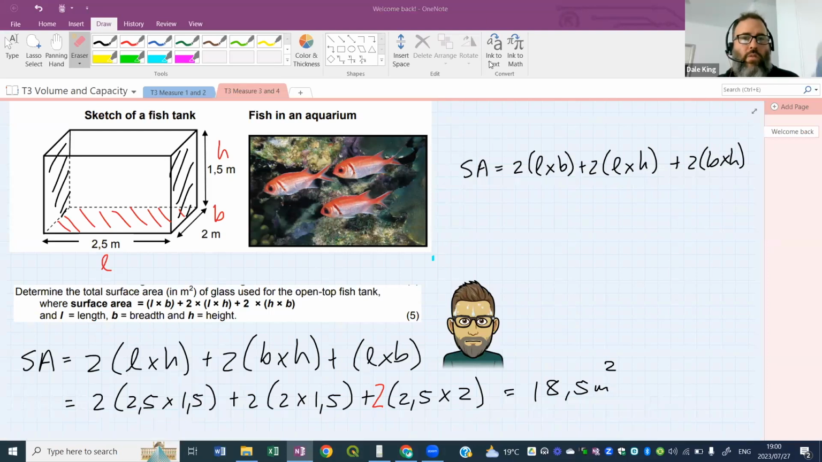So they don't put the 2 in front. Yes. They're saying +2. You see there, they say length times breadth +2. It needs to be length times breadth times 2. That's the mistake. Yes.